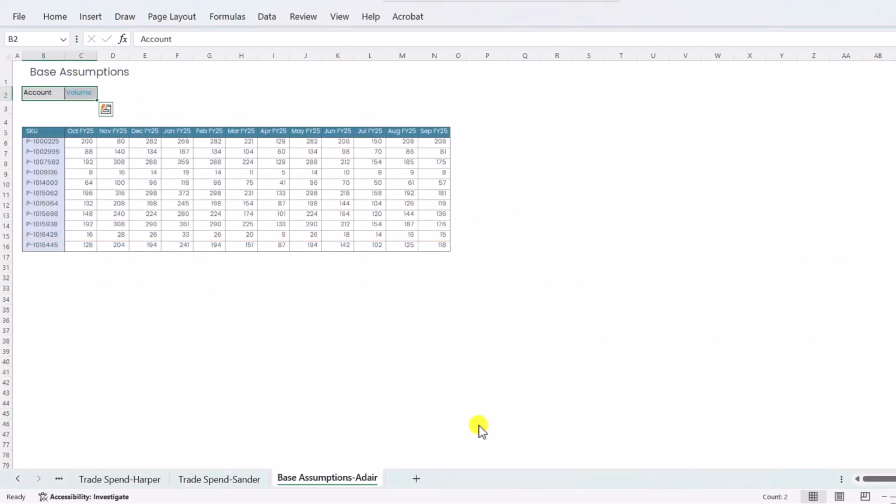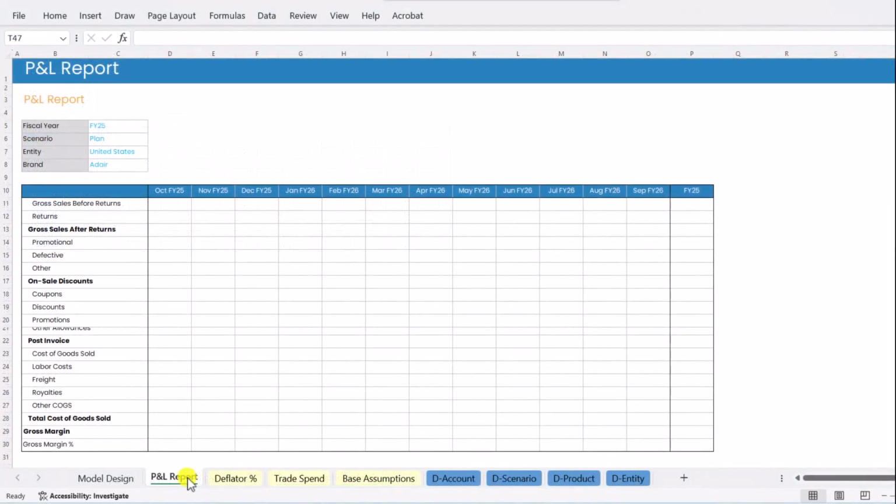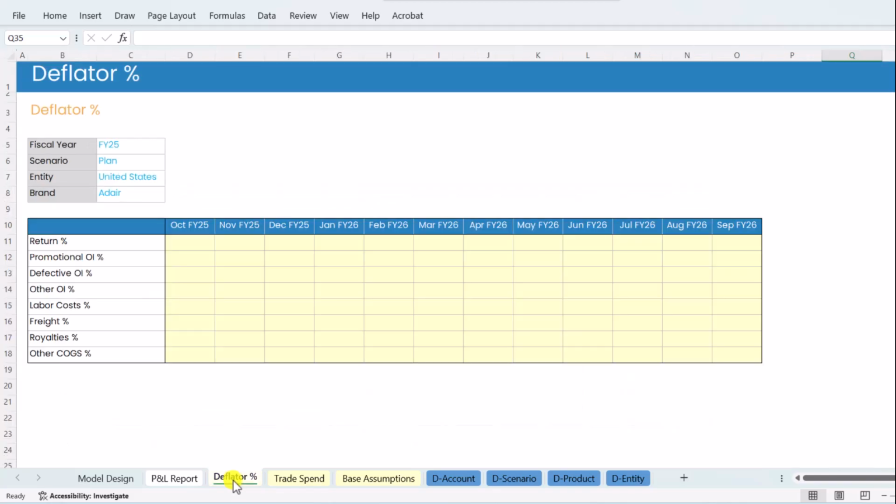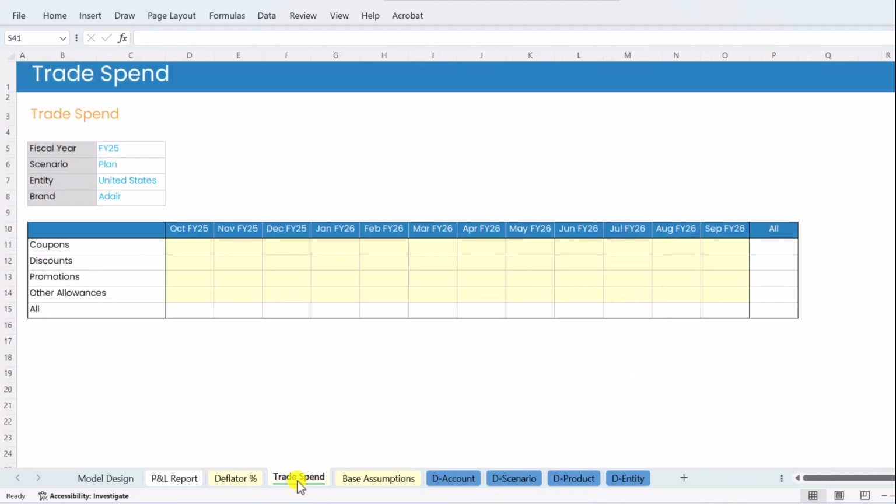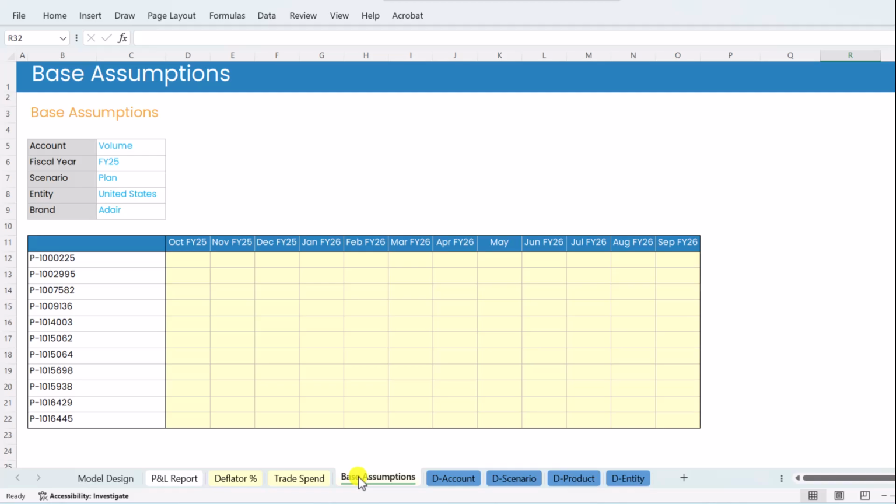Using the same logic, we can remove the extra tabs for the trade spend forms, the brand information in the deflator percent form, and the extra P&L reports. By adding filters to all of the forms, we can condense the customer requirements spreadsheet from 22 forms to 4. I've added mock-ups of each of these forms to our architecture document.